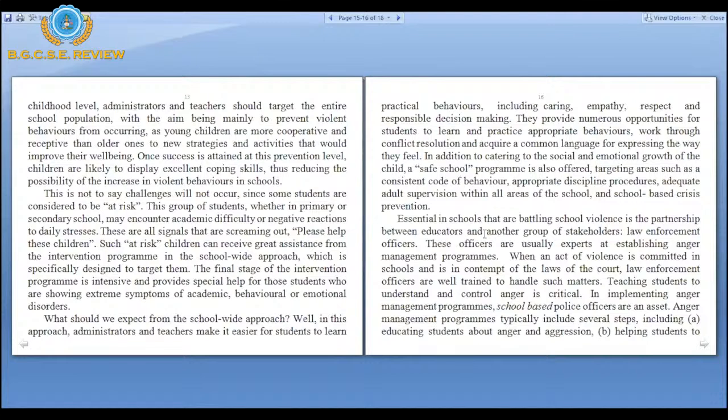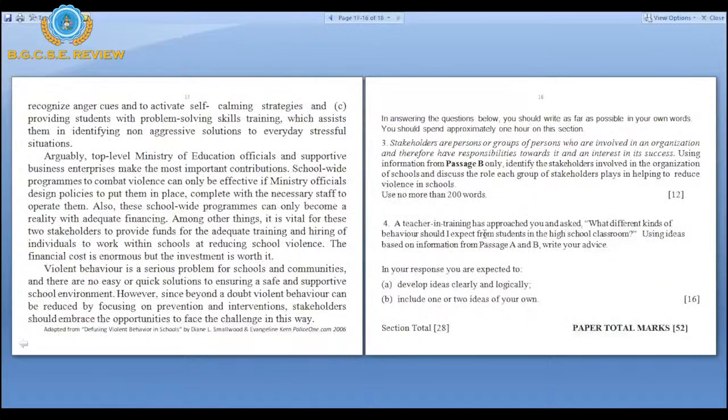Teaching students to understand and control anger is critical. In implementing anger management programs, school-based police officers are an asset. Anger management programs typically include several steps, including: A, educating students about anger and aggression; B, helping students to recognize anger cues and to activate self-calming strategies; and C, providing students with problem-solving skills training, which assists them in identifying non-aggressive solutions to everyday stressful situations.